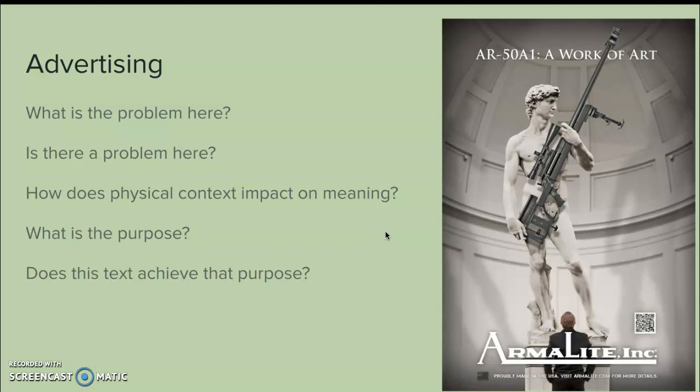Whether or not the people that buy guns were persuaded to buy guns through this is unknown to me. I don't know whether this actually achieves its purpose, but we can look at it in terms of being in a particular physical context and how that impacts on the meaning of the original statue.